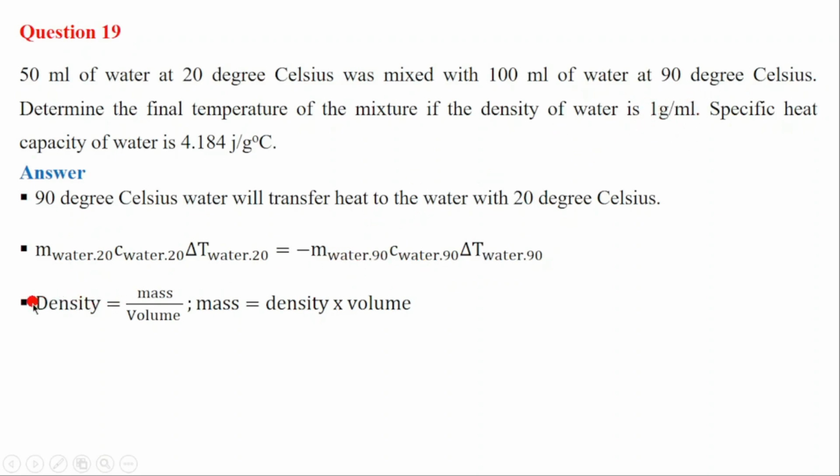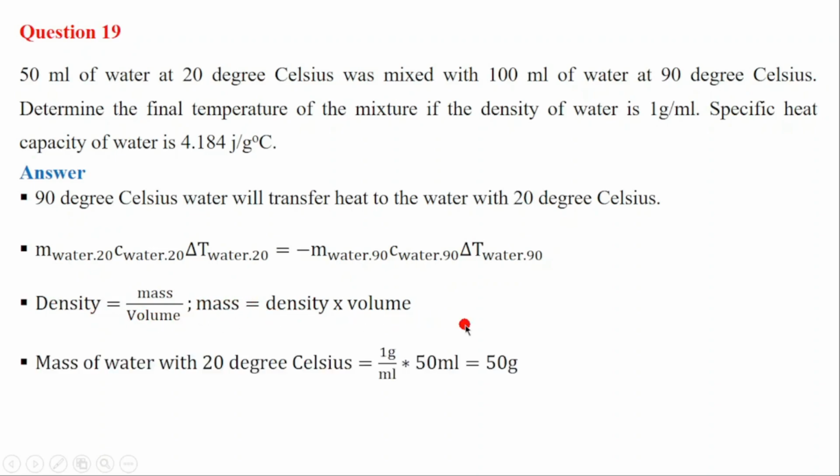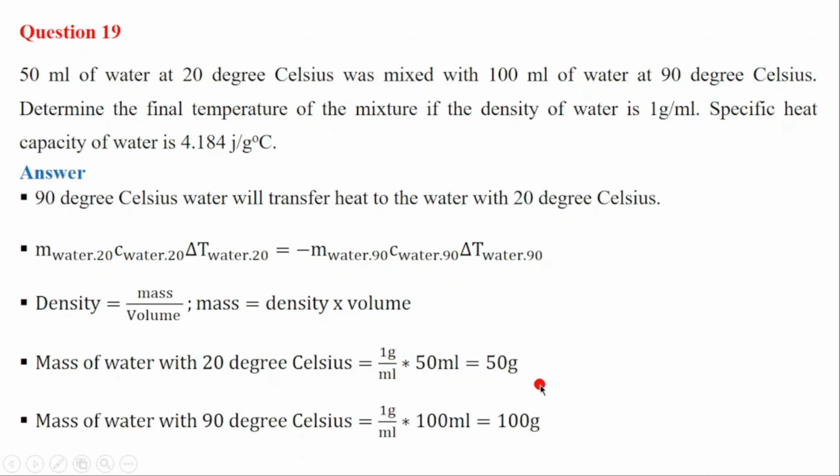We know that density is equal to the mass divided by the volume. So the mass is equal to the density times the volume. Then the mass of water at 20 degrees Celsius is equal to 1 gram per ml times 50 ml, and you get 50 gram. And the mass of water at 90 degrees Celsius will be equal to 1 gram per ml times 100 milliliter, then you get 100 gram.